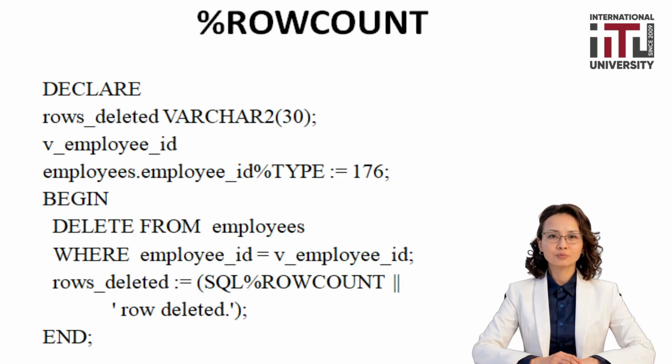In this example, we delete a specific employee from the employees table. We declare a variable for the employee ID to be removed, and another variable, rows deleted, to store the result. After executing the delete statement, we use SQL%ROWCOUNT to find out how many rows were deleted. Finally, we store this information in the rows deleted variable. Using SQL%ROWCOUNT helps us track the impact of DML operations like delete in PL/SQL.